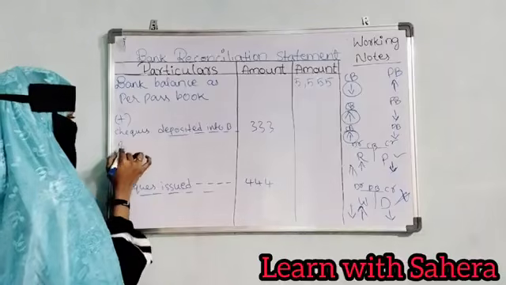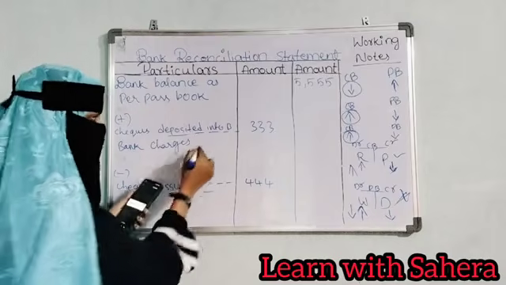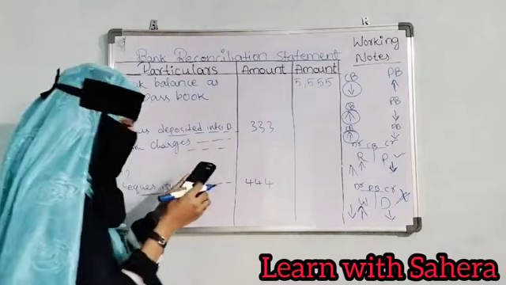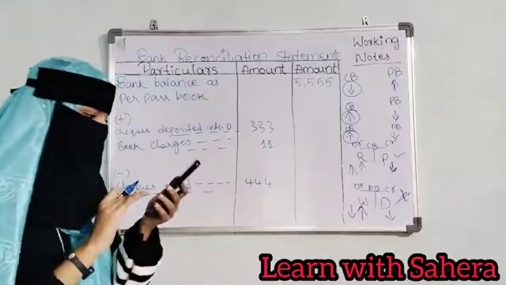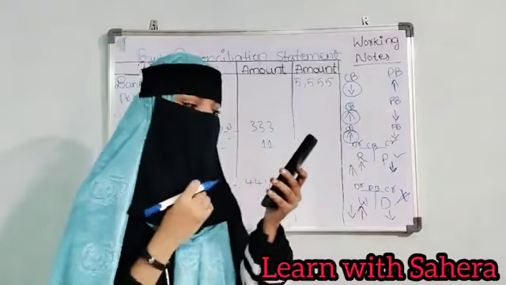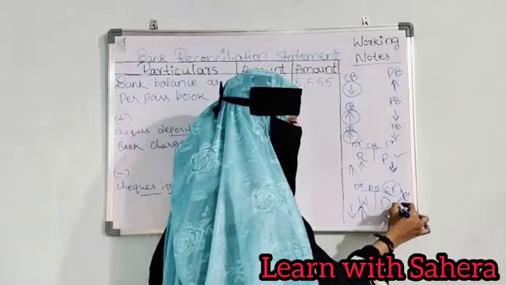Bank charges. Bank charges. You write the whole stuff as on. Then you write the amount. What is the amount? 11 rupees. Next, last is interest on investments credited in passbook. Credited means what? Deposit. Money has increased here.